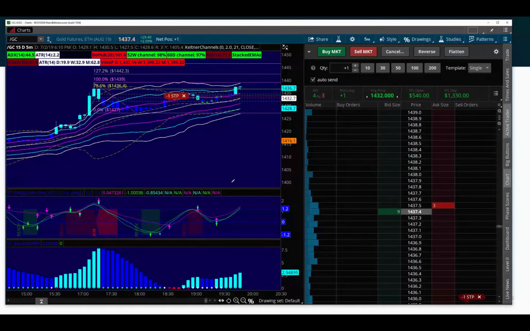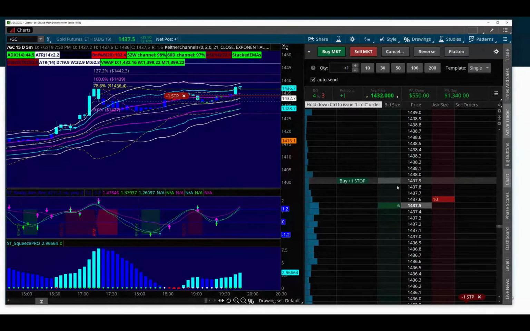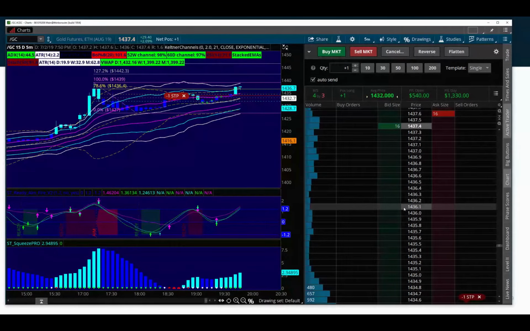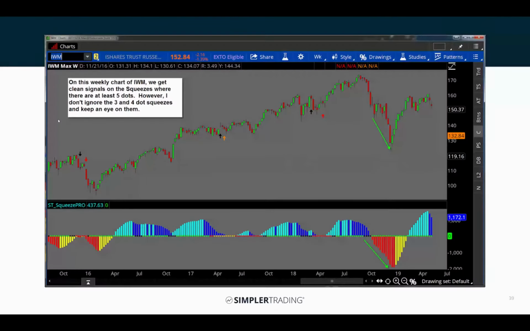All right. So at this point, we're out of 3/4 of our position. We've got a stop above our entry. So now we're in a low stress situation. Now we're just going to let the squeeze play out.